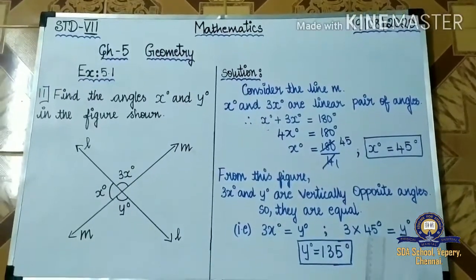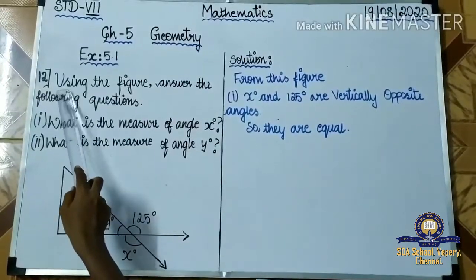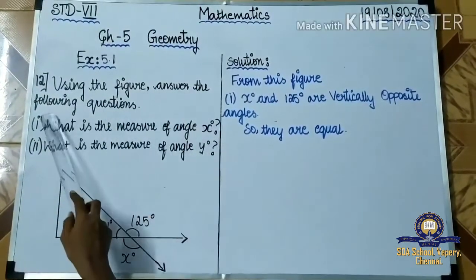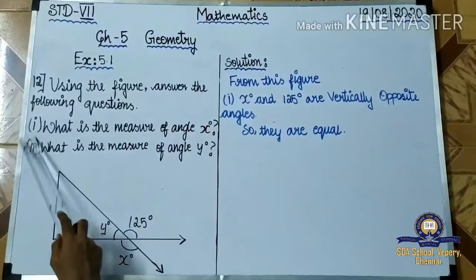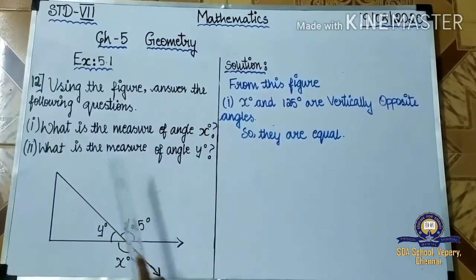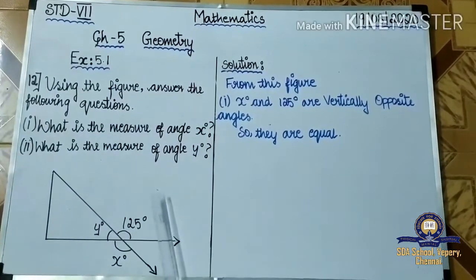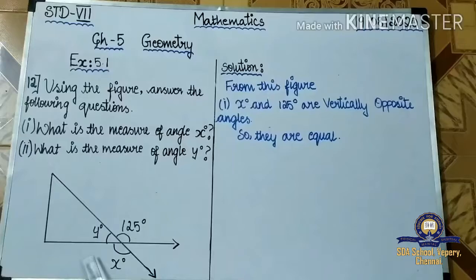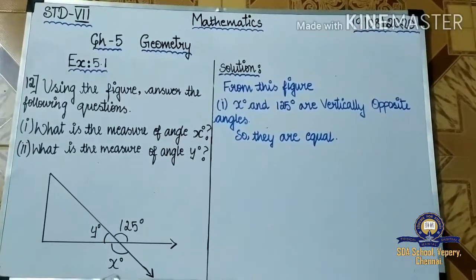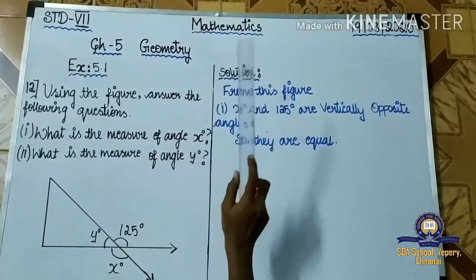Okay. Yes, we come to our last sum, the 12th one. Using the figure, answer the following questions. First subdivision, what is the measure of angle x degree? And second subdivision, what is the measure of angle y degree? See, in this question, we are going to find the angles x degree and y degree, right? Okay, let's move on to our solution.